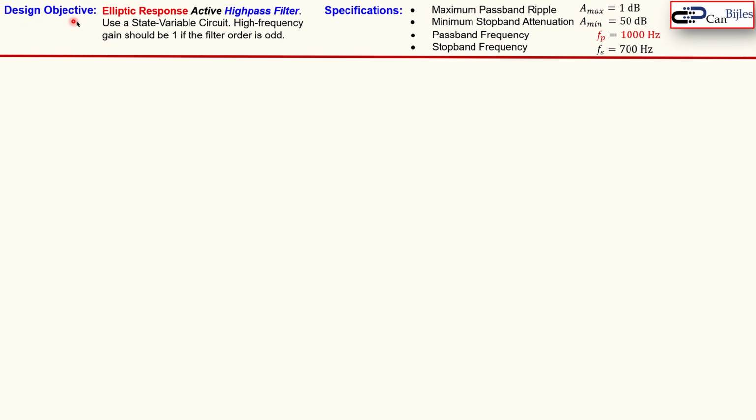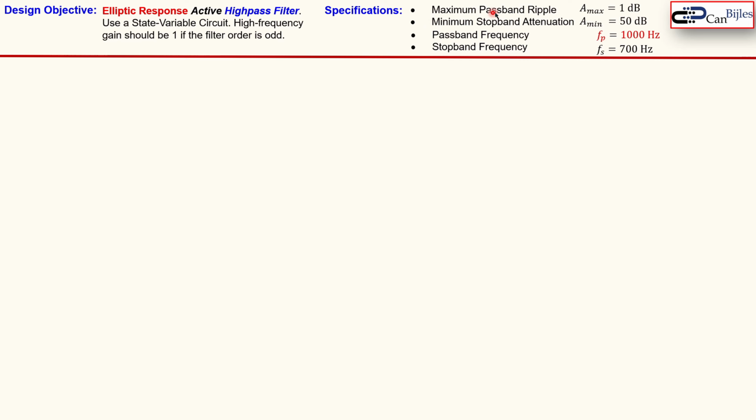So our design objective is shown here, an elliptic response active high-pass filter. We will use the state variable filter circuit, and our high frequency gain should be 1 or 0 dB if the filter order is odd. The specifications for this filter design are shown here.